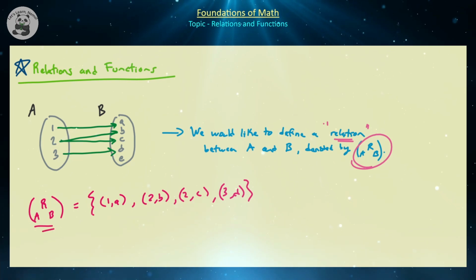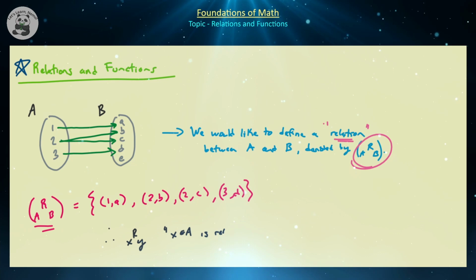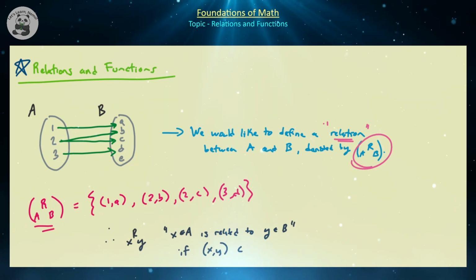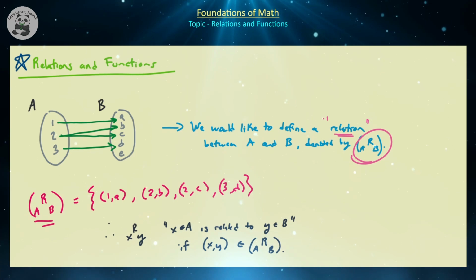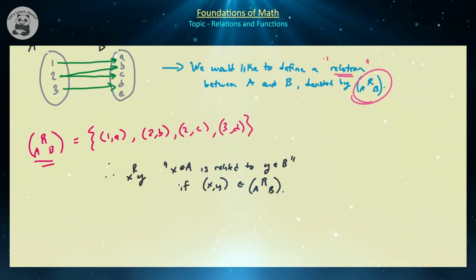the relation A R B. So therefore we can say that little x R little y is a relation between elements x and y, i.e. x belonging to A is related to y an element of B, if the ordered pair (x, y) belongs to the set A R B. So that's a basic outline of what a relation is.